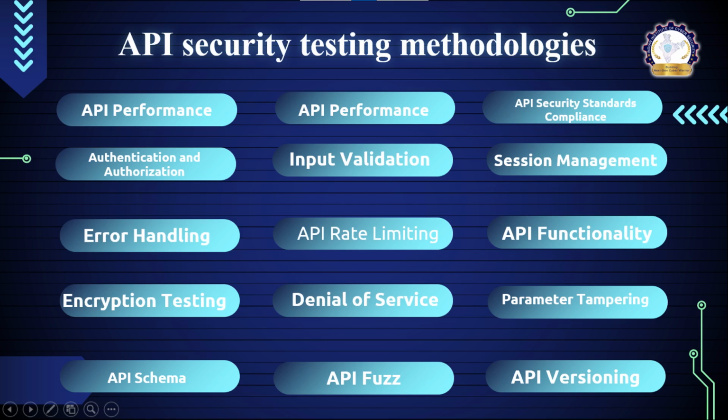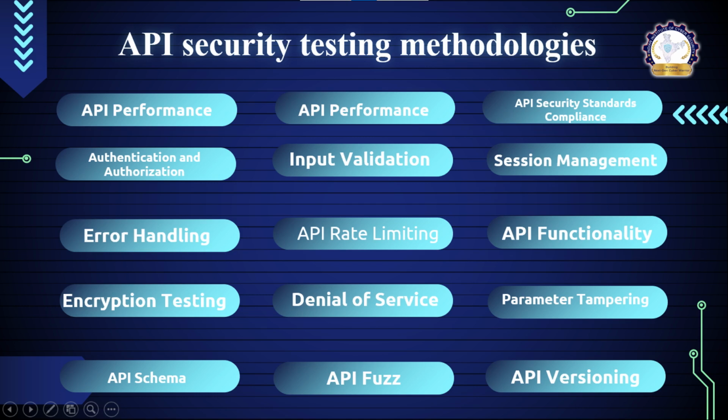API functionality testing is an important part of the overall security testing process, as it helps to ensure the quality and reliability of the API, which in turn can impact the quality and reliability of the applications that use it. By testing the API functionality thoroughly, developers can identify and fix any issues or bugs before they cause problems for end users.